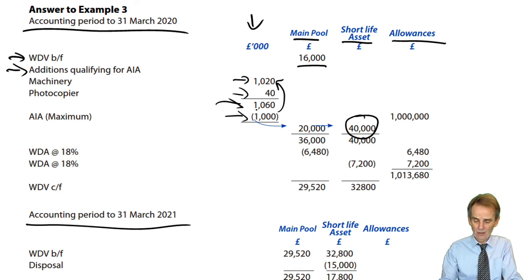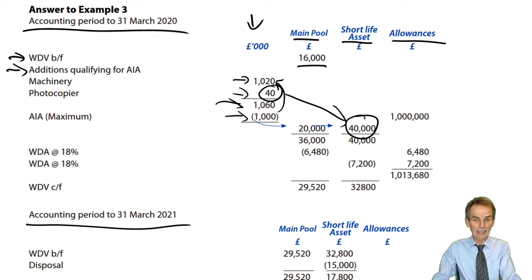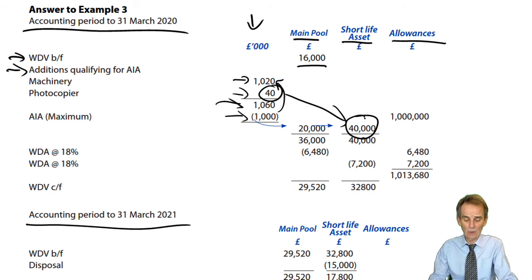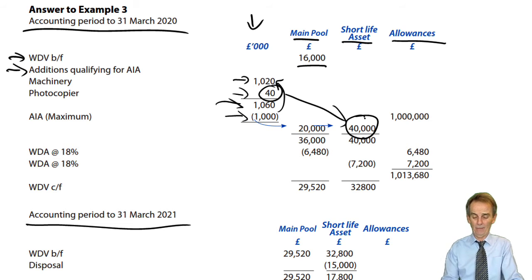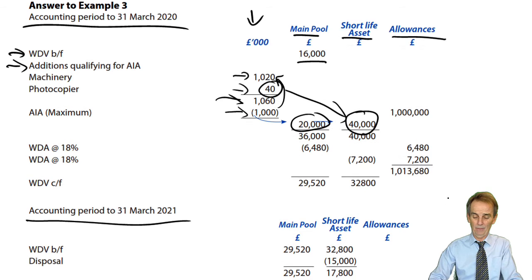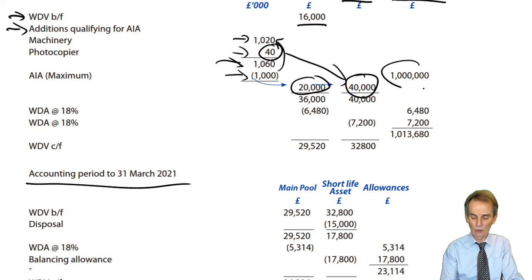So what have we done? We've immediately taken 40,000 of that expenditure and made the depooling election, treating it as this short life asset. That's left only 1,020,000, therefore going into the AIA calculation, of which we restrict to the maximum 1 million. That puts £20,000 of the machinery cost into the main pool. The 40,000 in the short life asset column. The £1 million, of course, the capital allowance, the AIA available.